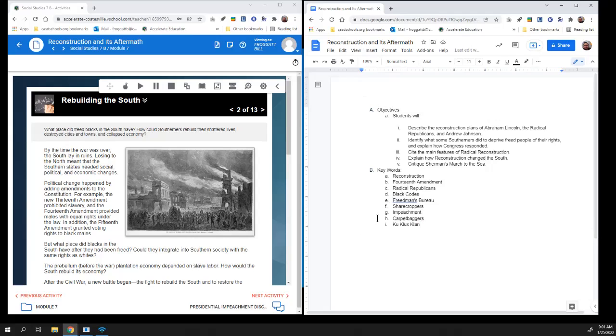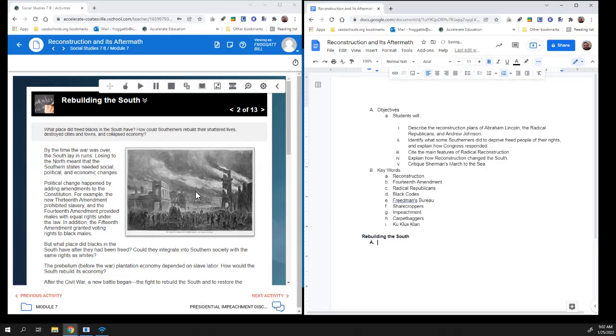Is now rebuilding the South. Typing. Let's go ahead. Hold that so we know it's a new page. Now I'm going to start my thing again.